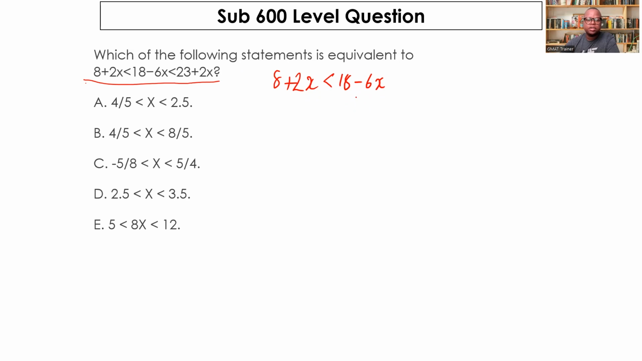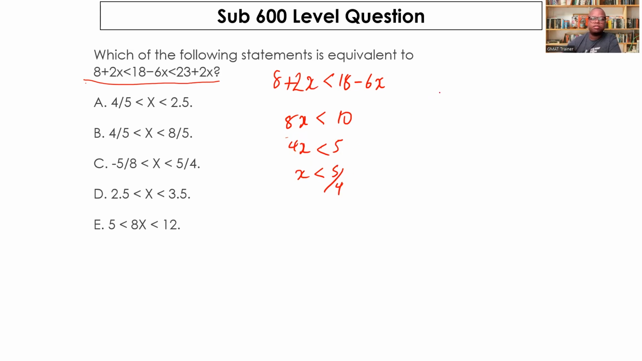If you add 6x to both sides, you'll have 8x is less than, and if you subtract 8 from both sides, you'll have 10. So divide both sides by 2 to simplify it. What do we have? We have 4x is less than 5. Since we are dividing by a positive number, the inequality sign doesn't change, and x is less than 5 over 4, because we divide both sides by 4, which is positive.